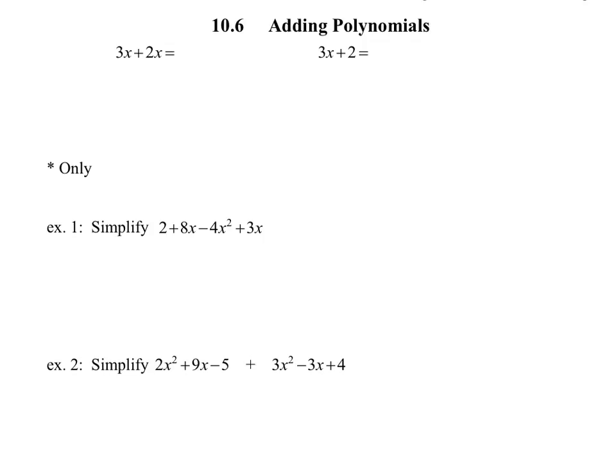So in this section we're looking at adding polynomials. We'll do subtraction in the next section. I want to start by trying to prove a point: if you have 3x and you have 2x, you have a total of how many x's? If you have 3 of them and you add 2 more to it, you have 5, right?